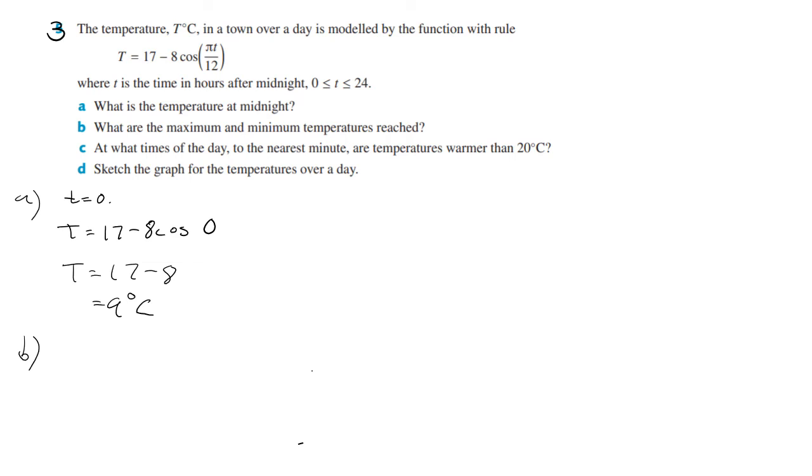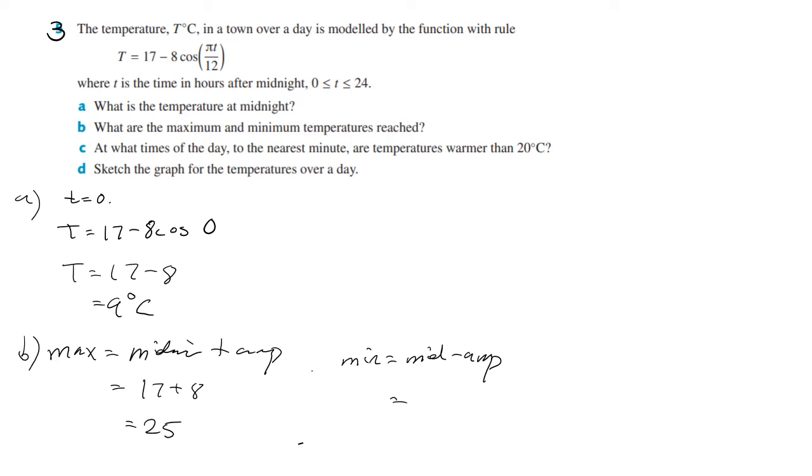What are the maximum and minimum temperatures reached? The maximum, before, was the midline plus amplitude. So it's 17 plus 8, it's 25. The min is the midline minus amplitude. So it's 17 minus 8, which is 9 degrees Celsius. Okay, now let's do part C.